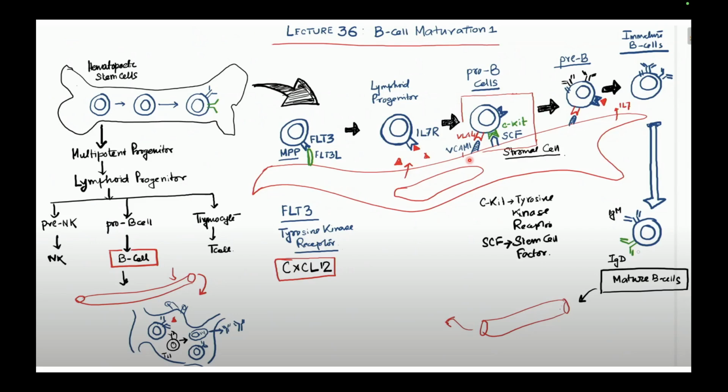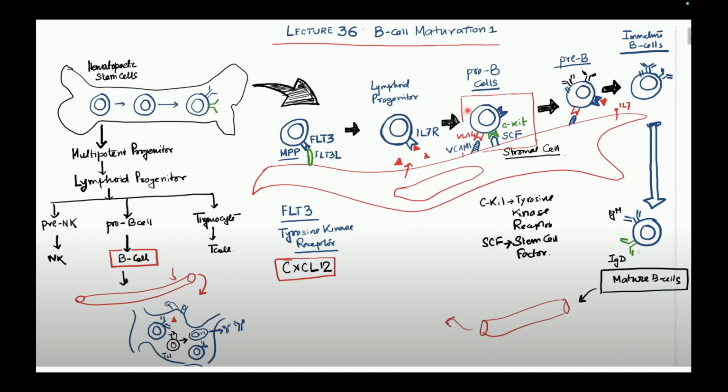VLA4 is a kind of integrin, an adhesion molecule expressed on the surface, which adheres to the stromal cell with the help of VCAM-1. Another interaction happening is that c-KIT interacts with the stem cell factor present on the stromal cell surface. Also the IL-7 receptor is there, which interacts with interleukin 7, which is secreted by this stromal cell. So all these interactions are happening.